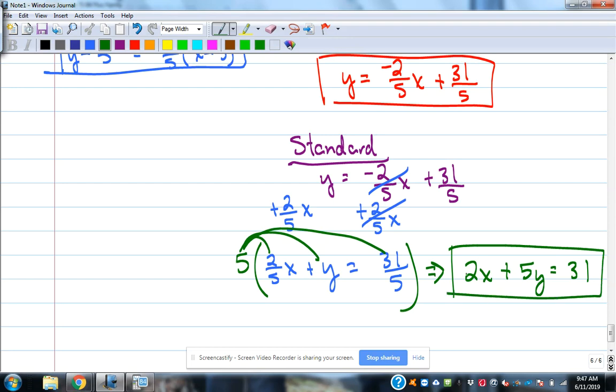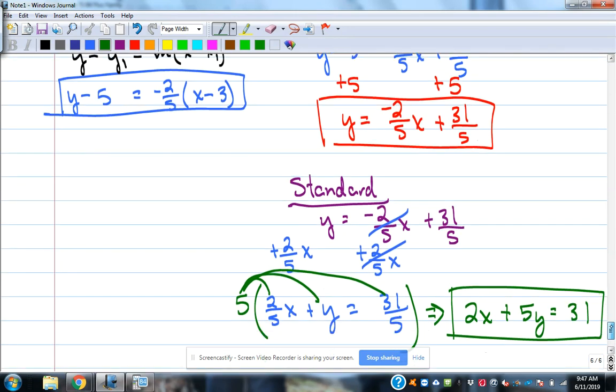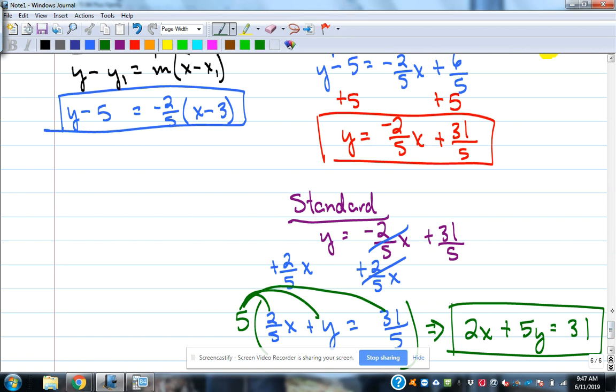So no matter which form they ask for, if it's parallel, you're going to start with the slope of the line, and it's going to be the same. Parallels have the same slope. Got to keep that in mind. Parallel lines have the same slope. Okay. So writing the equation of the line, though, is no different. All the steps are the same as far as that goes.